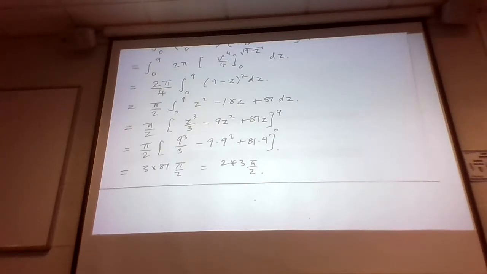Let's go on and look at an example involving the spherical coordinate system. That's very important as well. It's kind of the generalization of polar coordinates to 3 dimensions, sometimes called 3-dimensional polar coordinates.